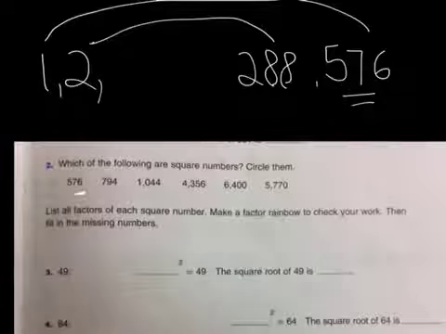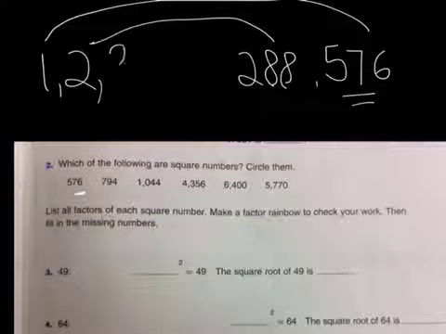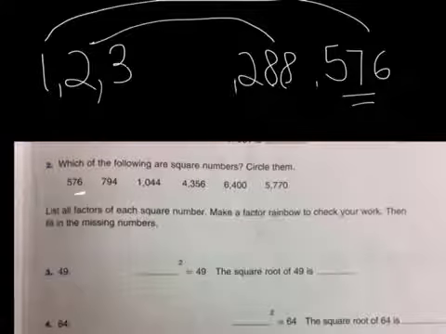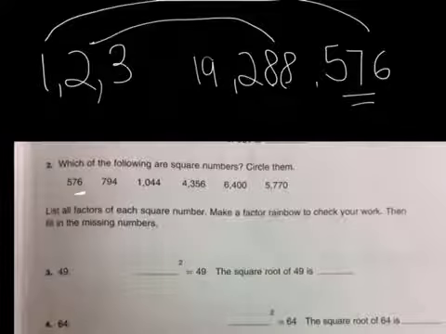Is it divisible by 3? Well, let's think about the divisibility rule for 3. The sum of all 3 numbers. 5 plus 7 is 12 plus 6 is 18. 18 is divisible by 3. So yes, it must be divisible by 3. Go ahead and use your calculator to divide that by 3, and you should have 192.